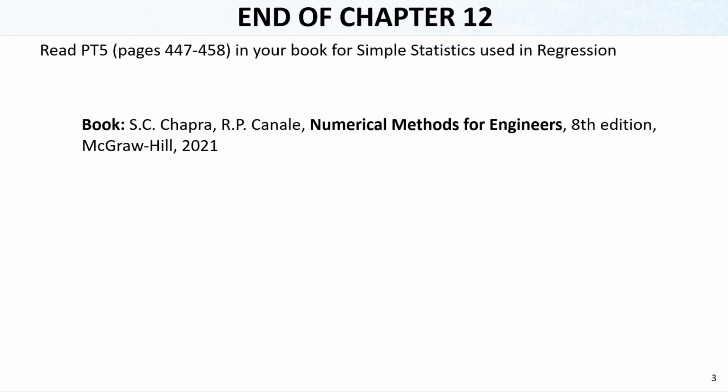We completed chapter 12 here. This chapter was about the statistical measurements or parameters, calculation of them, simple statistics, which are useful for the regression or curve fitting. So you can read some information about this in your book in the section of PT5. And after this, we will be going to the regression side in chapter 13.